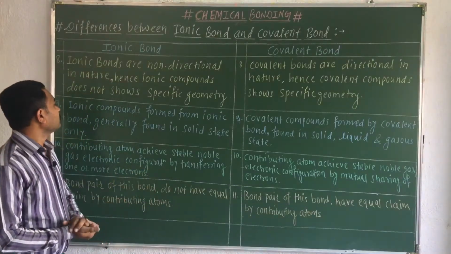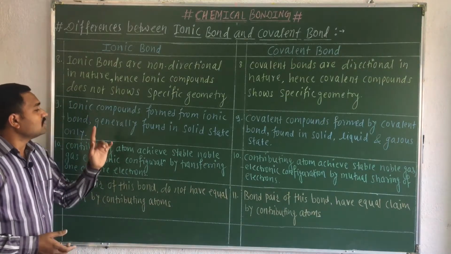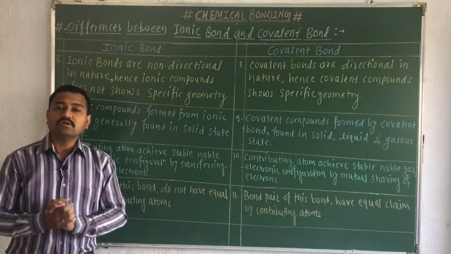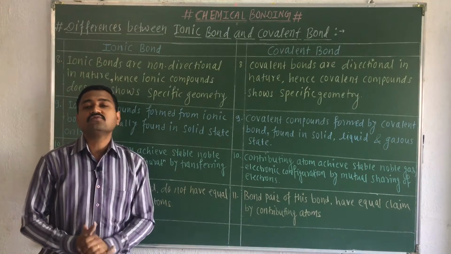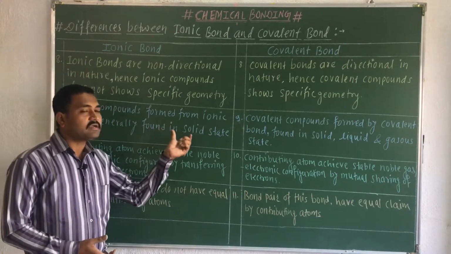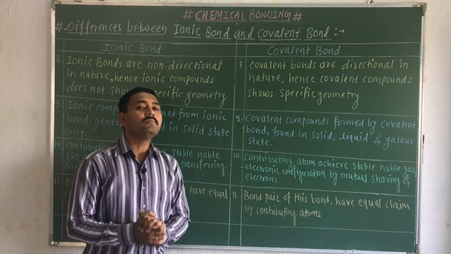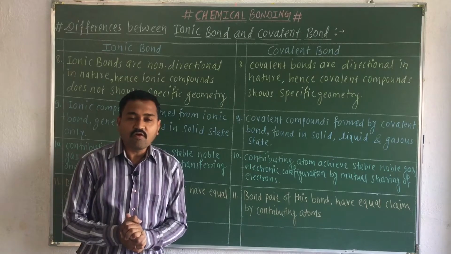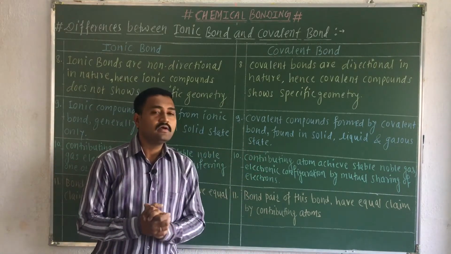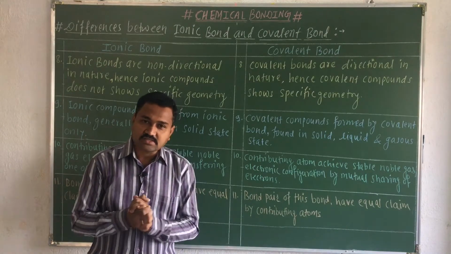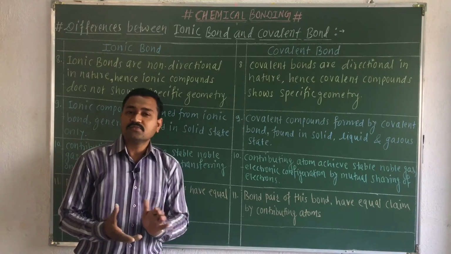Then next, the ionic compounds formed from ionic bonds are generally found in the solid state only. For example, NaCl, NH4Cl, they both are in the solid state. What about the covalent compounds? Covalent compounds are generally found in solid, liquid and gaseous states also. So the covalent bond can be present in all three states.